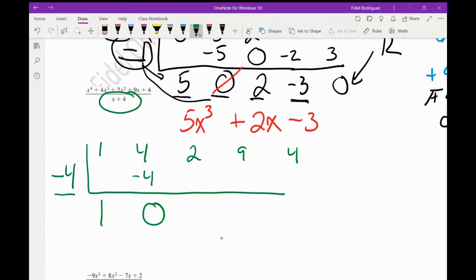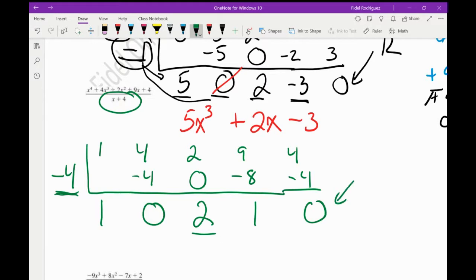We multiply again. -4 times 0 is 0. Add straight down, we get 2. We multiply again. -4 times 2, -8. Add straight down, that's 1. -4 times 1, that's -4. Add straight down, that's 0.